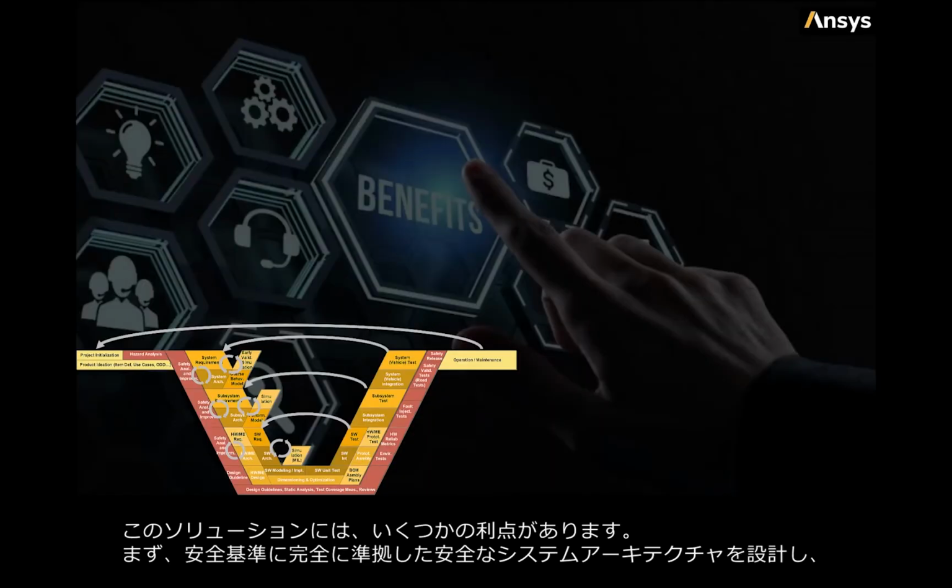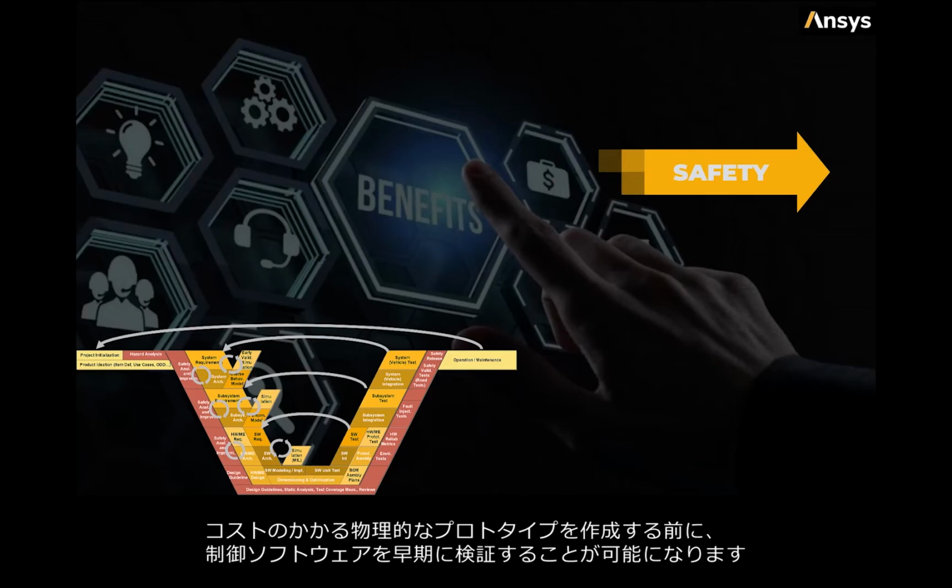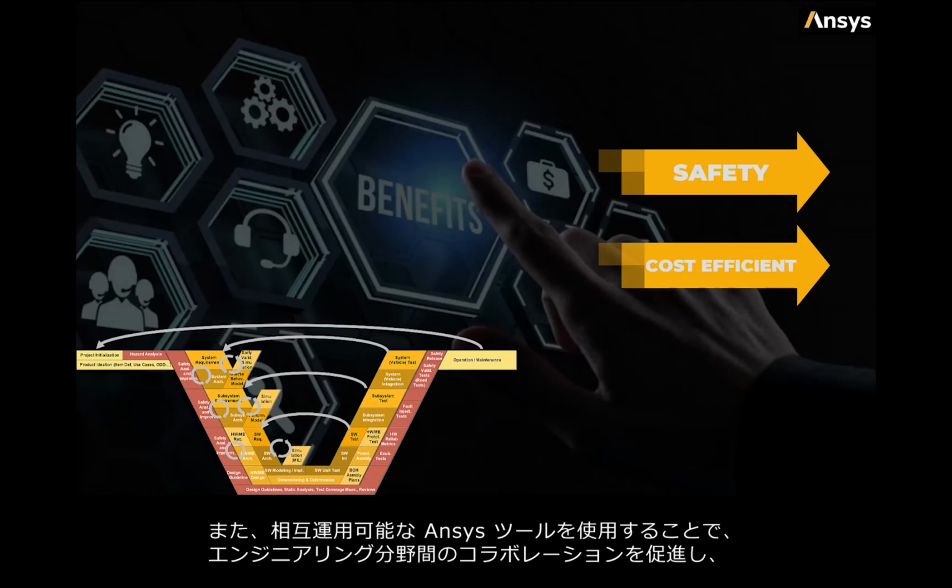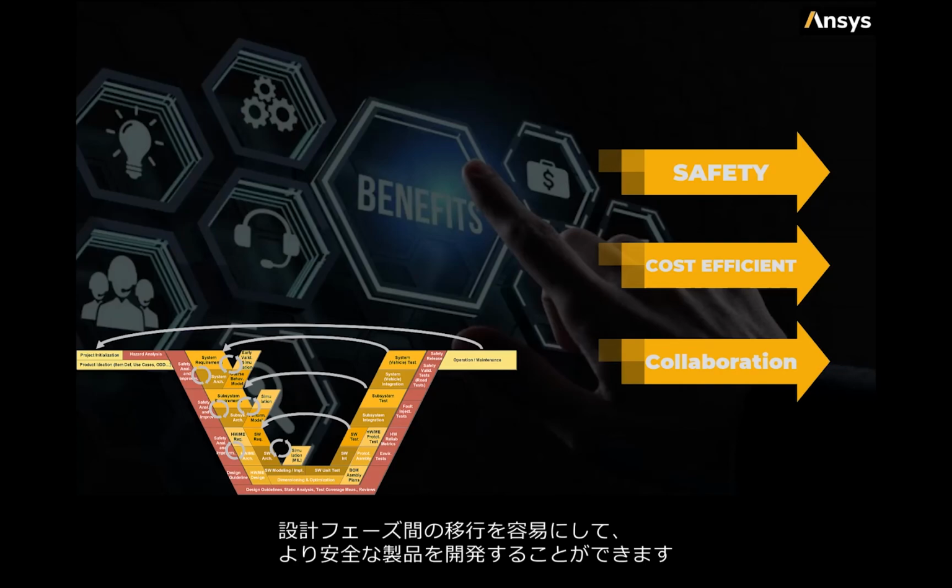There are several benefits to this solution. First, it allows designing a safe system architecture fully compliant with safety standards, and validating the control software early, before building costly physical prototypes. The interoperable Ansys tools jointly allow better collaboration between engineering disciplines, easy transitions between design phases, and building better and safer products.